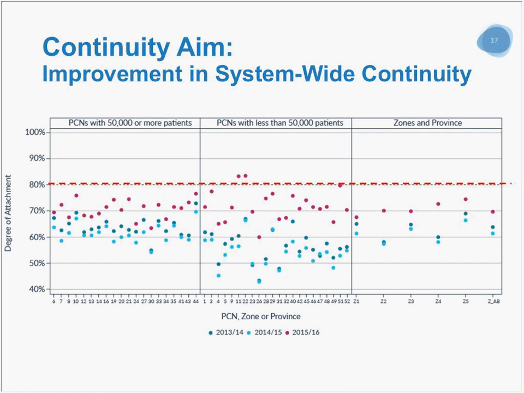So 80% is set as a goal for continuity because it is the tipping point for significant benefits with respect to continuity. And we go back to the slides that Tobias presented, where it can help with utilization costs as well as mortality. So this is the goal of quality improvement in our healthcare system.